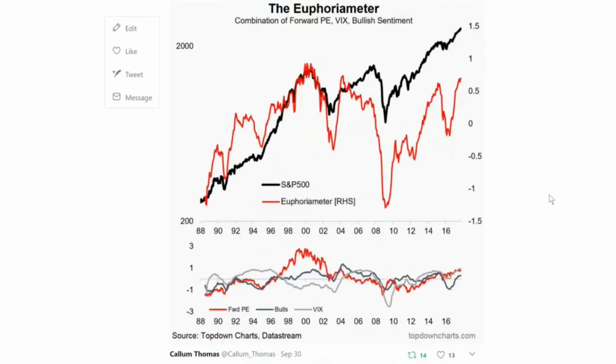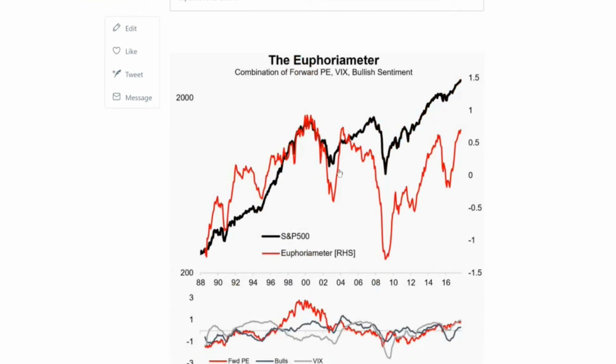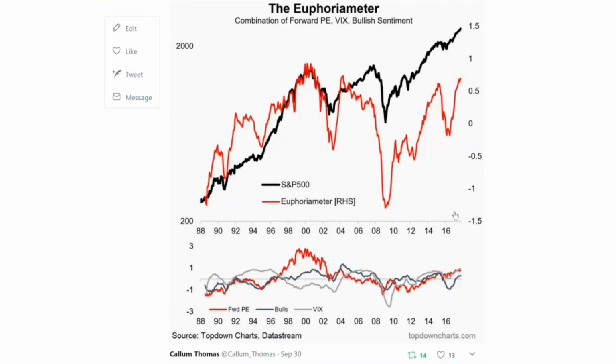On to the next one, the euphoria meter. Now this one combines three different indicators, with three different types of indicators too, to give an overall view of the level of euphoria or otherwise.